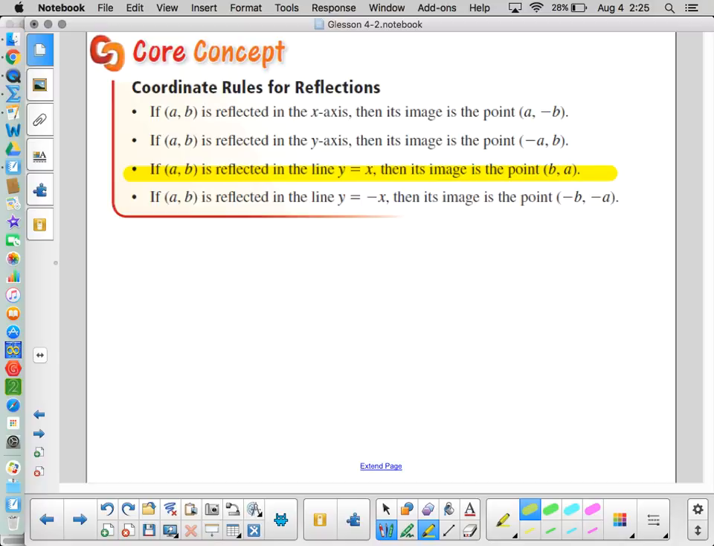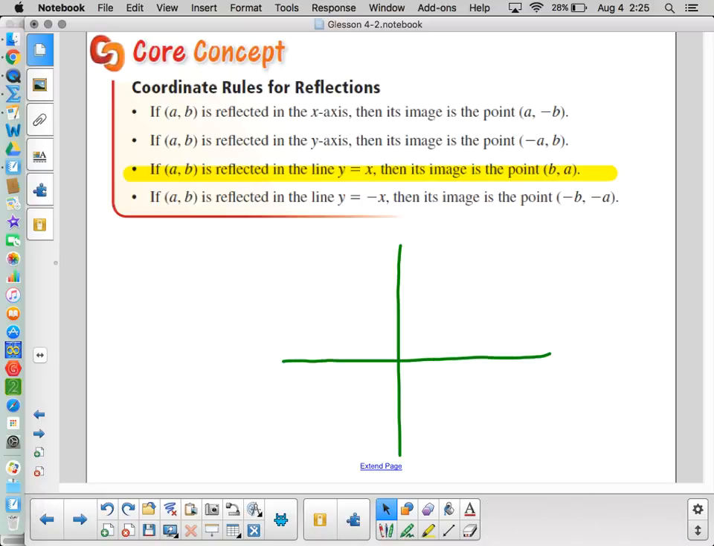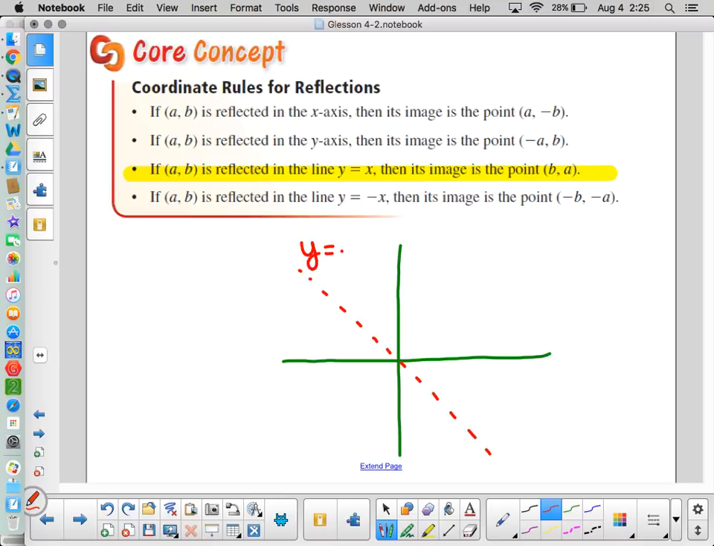If we reflect in the line y equals -x, which, by the way, in case you're wondering, is the other 45-degree diagonal, that's y equals -x. If we reflect in the other diagonal, you very quickly see that the image point, we not only switch the order, but we switch the signs of the point as well. So (a, b) goes to (-b, -a).